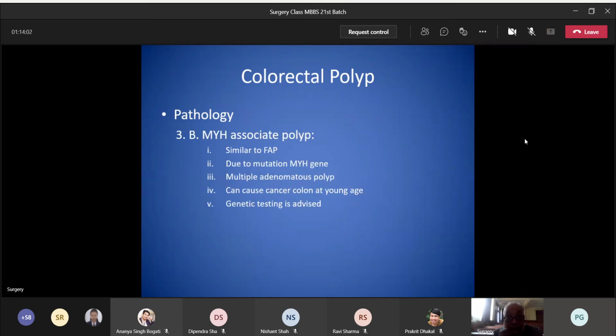And the associated polyposis, MYH-associated polyposis, is a familial adenomatous polyposis due to mutation of the MYH gene, the genetic one. So multiple adenomatous polyposis can cause colon cancer at a young age, and genetic testing is advised. That's why it is very important to check the family history, whether the parents have any polyposis or not.